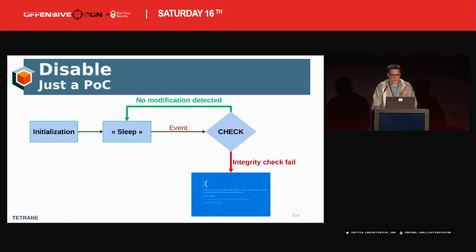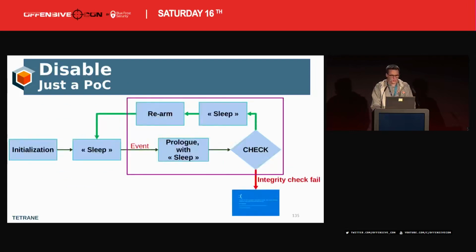So let's have a look. This is the overly simplified diagram I showed you at the beginning, and I just want to complicate it a little bit by adding two sleeps. The idea is that at any time, PatchGuard will be in one of these states. So basically, it will be either rearming or sleeping or checking. But in our case, we only want to look at the sleep because the check is probably quite fast and the rearming is also quite fast.